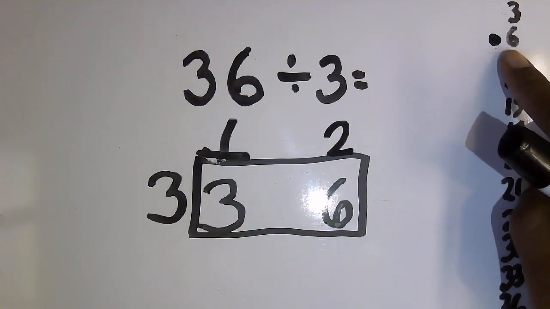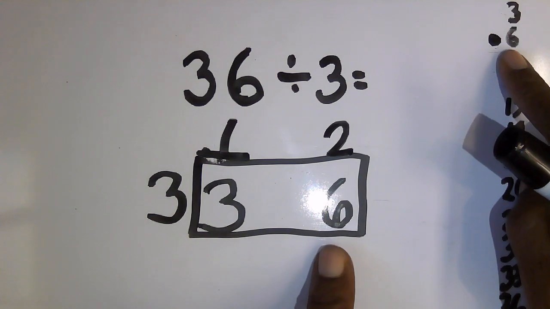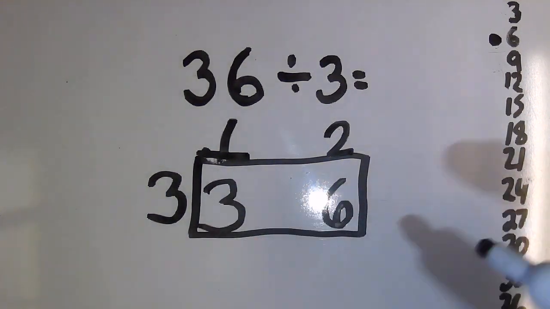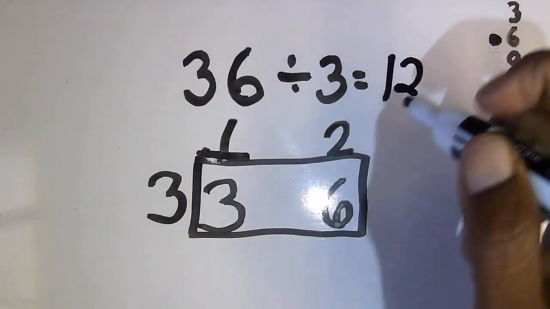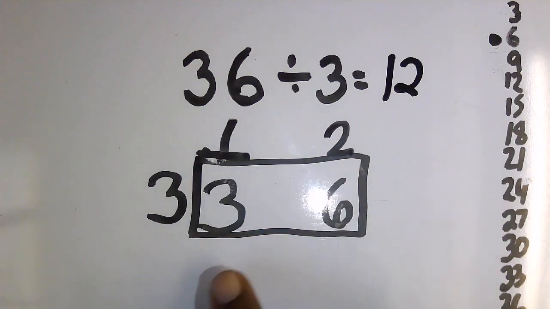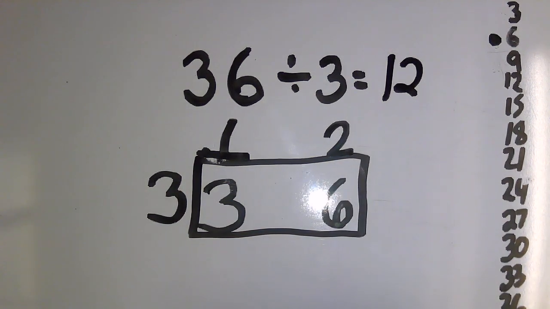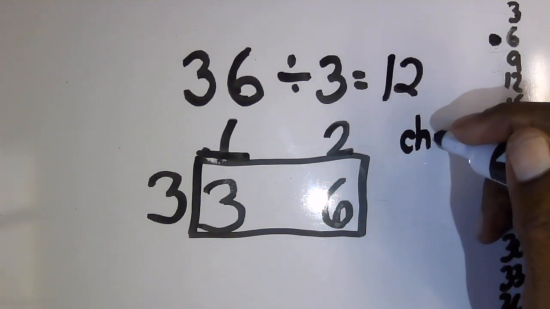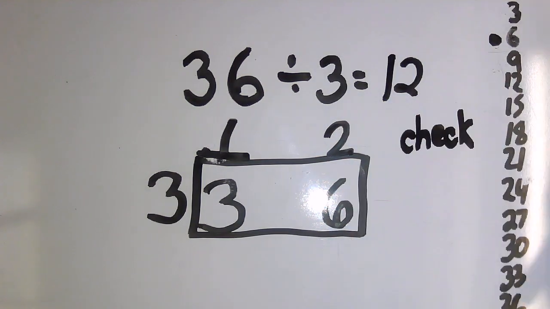Is the number with the dot and this number here the same? Yes. So I'll leave it. I'm done with it. There's no other number in the box. So our quotient, which is the answer to our division problem, is 12. Now, we can check it. Division is something where you can check and you'll know you're right. There's no guessing game to it.